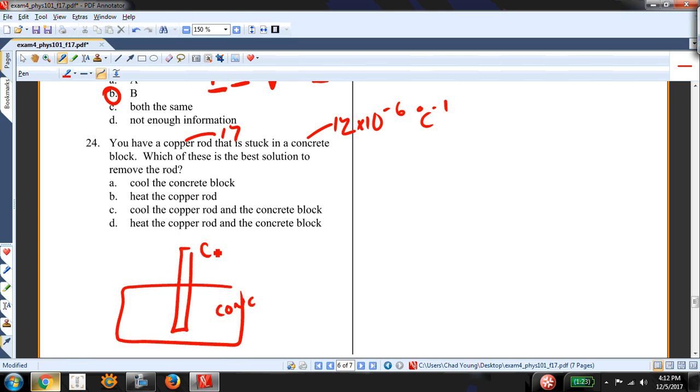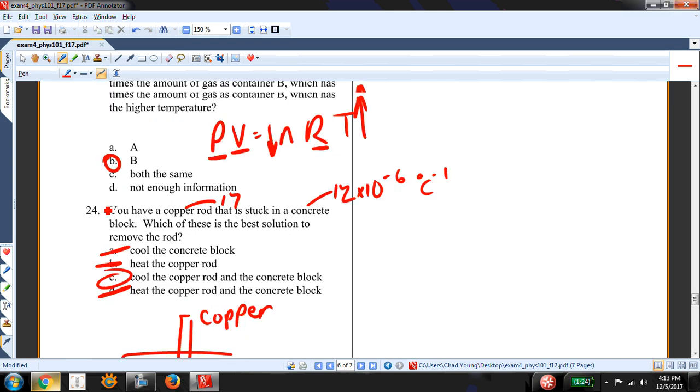I have a copper rod that's stuck into it. Let's think about this. If I heat it up, the copper is going to expand at a faster rate than the concrete. So instead of becoming unstuck, it's just going to get stuck more. So heating it up, which tends to be the thing that we do, that's not going to work. If I heat the copper rod, the copper is going to get bigger. And if I cool the concrete block, the hole in the block is going to get smaller. However, if I cool the copper rod and the concrete block at the same time, like put them in liquid nitrogen or whatever, the hole in the concrete will get smaller, but the copper rod will get smaller more quickly and by more. So C is the right answer.